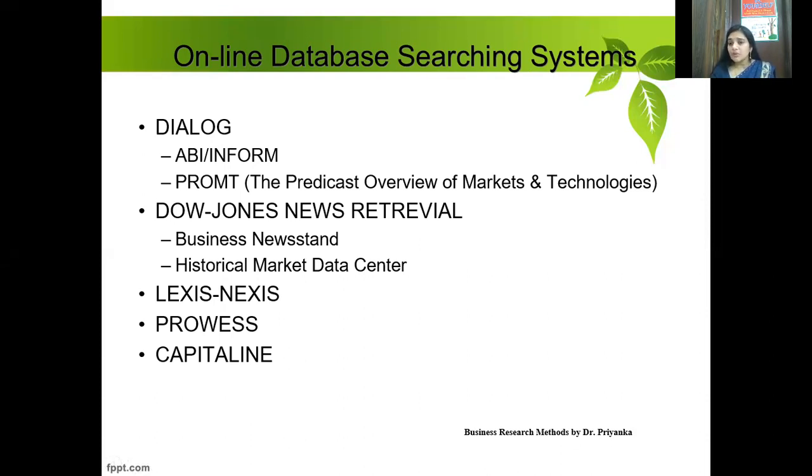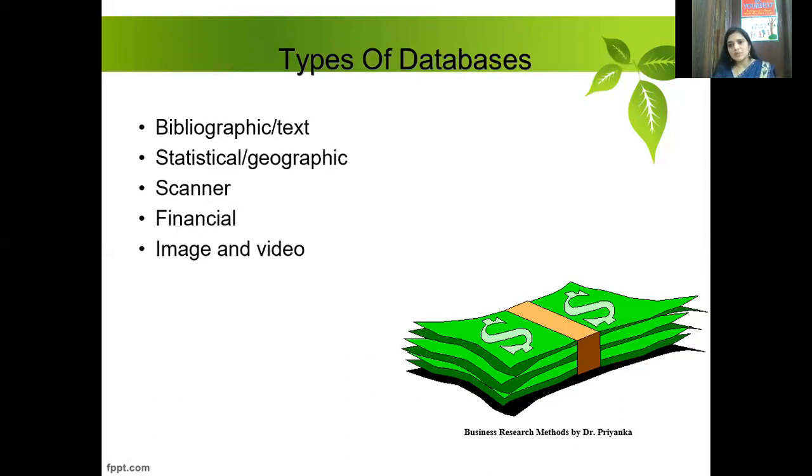Provis, Capitaline databases provide you almost every information in an organized way related to businesses. For example, their profit losses, their responsibility system, their governance system, directors available in the company, their employees' age, their salaries, everything, almost everything.